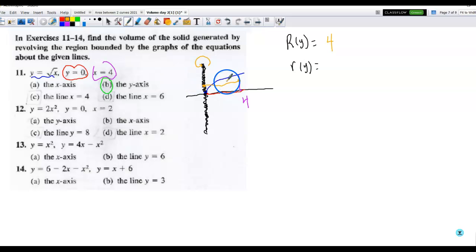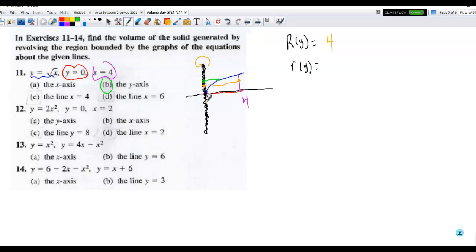Now the next one you're going to have to be also very careful. The little r always travels from the axis of revolution up to the inner curve, or from the inner curve, which is right here, the blue, to the axis of revolution, which is the y-axis. That radius is changing depending on where we put it based on the curve.